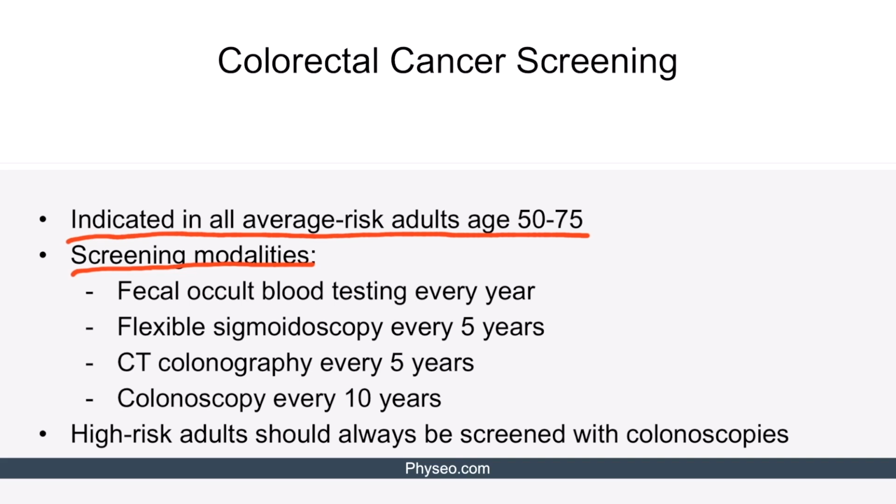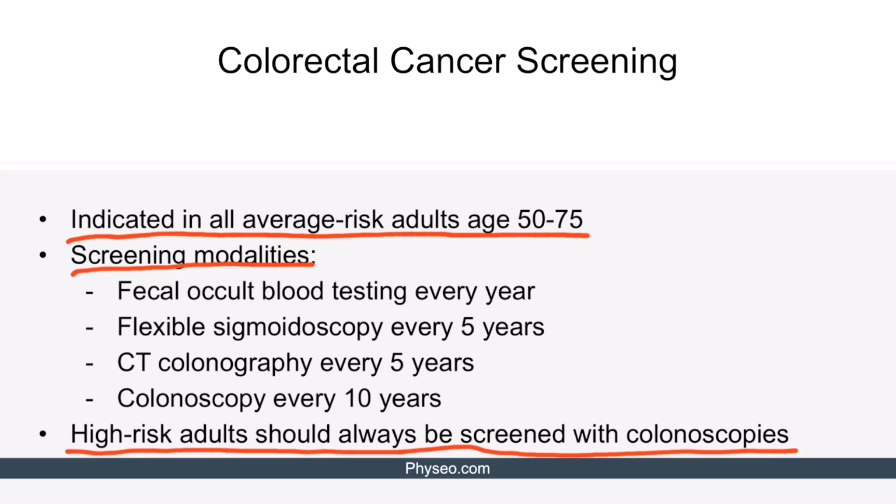Now, all of these timelines assume normal findings on each of these tests because an abnormal finding would alter the screening schedule going forward. Also, it's important to note that high-risk adults should always be screened with colonoscopies, as colonoscopies are more accurate in detection of cancer than any of the other screening modalities.